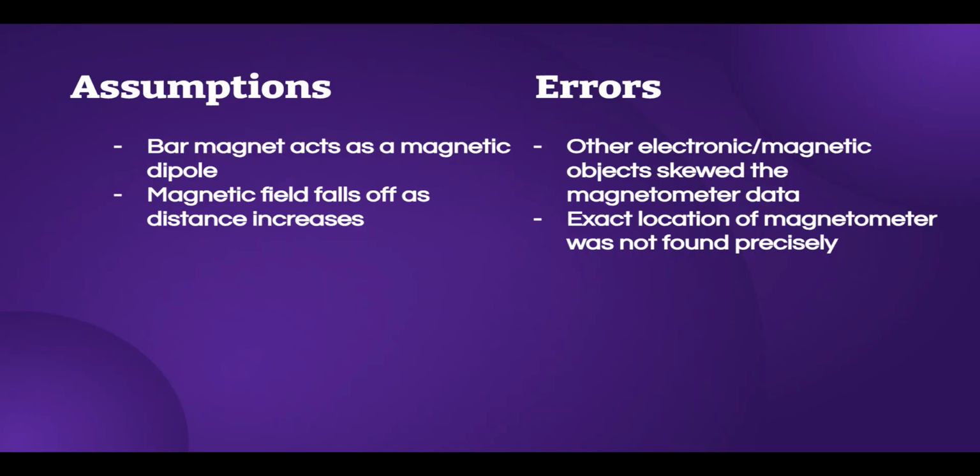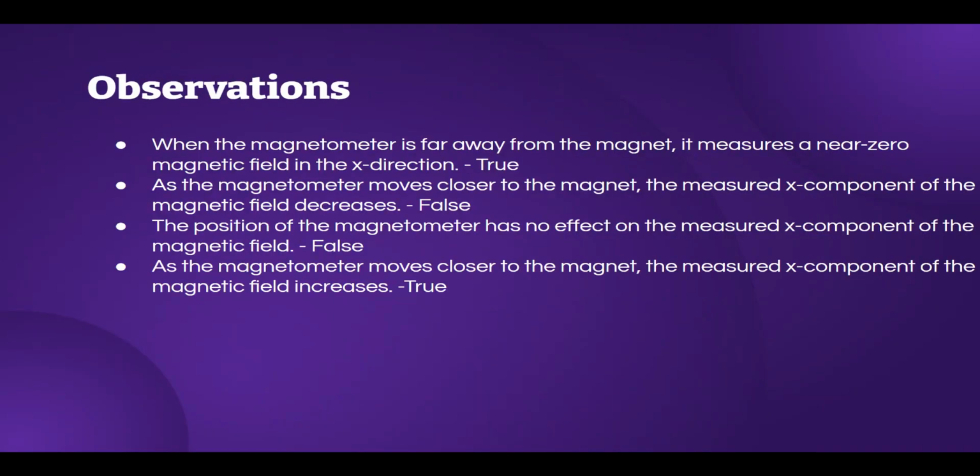The predicted magnetic field is highlighted in blue, which is relatively similar to our observed model, though there are some discrepancies. In this lab, we had to make a few assumptions and had room for potential error. The main assumption was that the bar magnet acted as a magnetic dipole, and the main error was that other electronic and magnetic objects in the room skewed the magnetometer data. So here's a quick quiz about the observations we made in this lab. The true statements are 1 and 4, which accurately describe the distance dependency formula and what we saw in this lab.